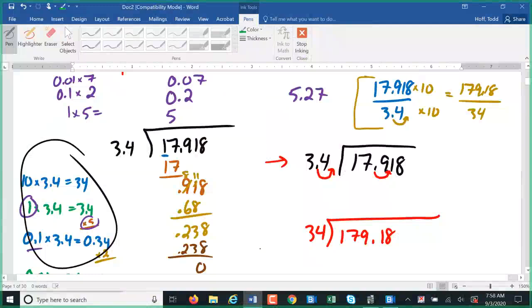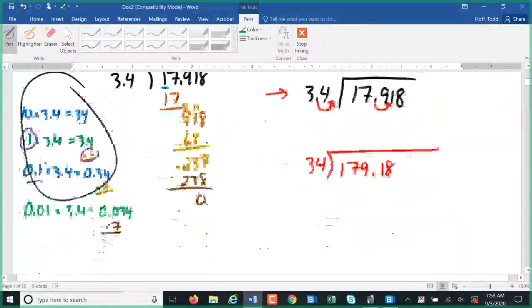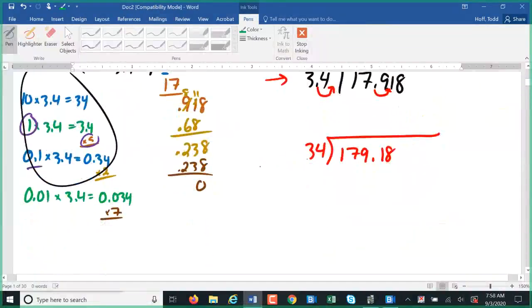Now that I have eliminated the decimal point in the number I'm dividing by, I'm going to go ahead and start dividing. Just like our long division with whole numbers, we go 34 does not go into 1, so we'll leave it blank above the 1. Does not go into 17, so I leave it blank above the 17. 34 goes into 179. Let's go 5 times. 5 times 4 is 20, so 0 carry the 2. 5 times 3 is 15, plus 2 is 17. We subtract, there's 9 left.